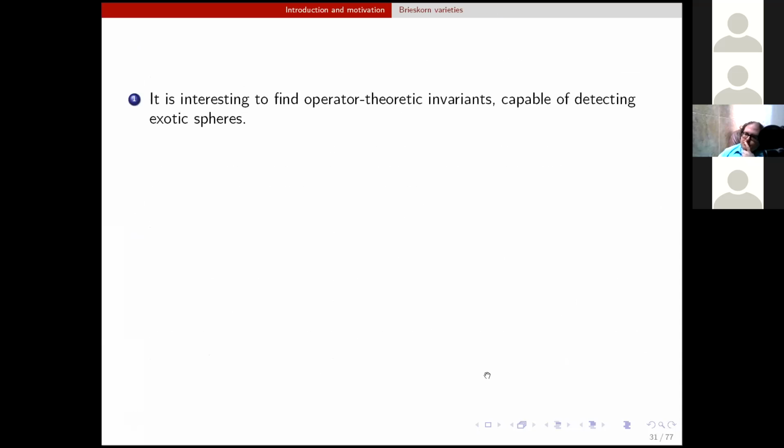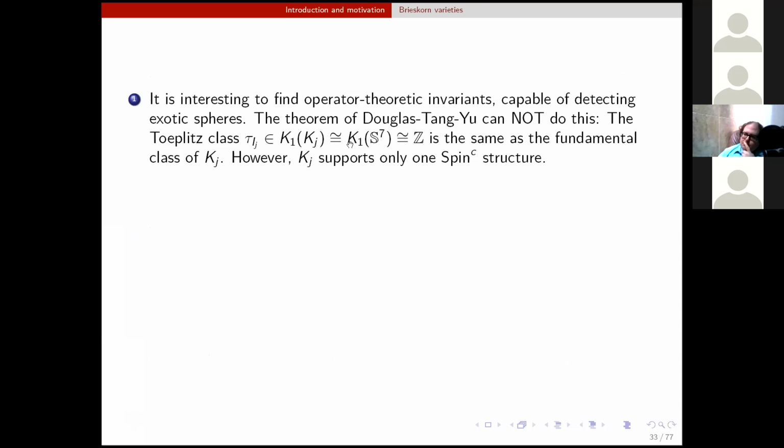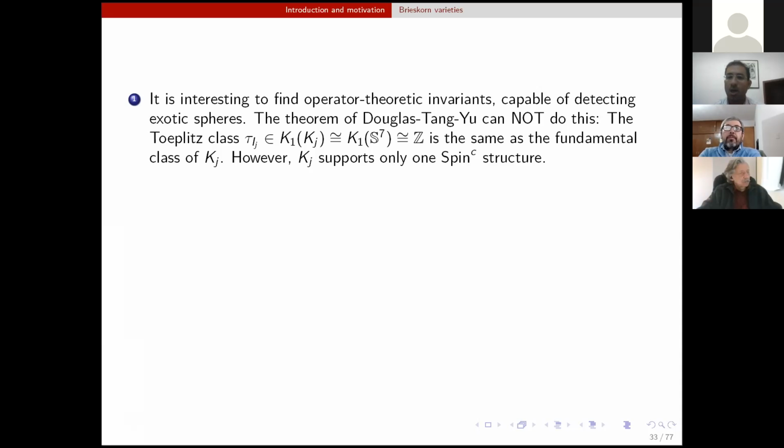But the bad news here is that the odd K homology group of every odd dimensional sphere is going to be Z. So in one sense, there is only one spin C Dirac operator on the 7-dimensional sphere. And by this Douglas-Tang-Wu theorem, all the Toeplitz extensions are identified with the same spin C Dirac extension, just because of a topological reason, just because the second cohomology of spheres vanishes. There is only one spin C Dirac structure, and this theorem identifies all the Toeplitz extensions with the spin C Dirac extension. So all these 28.